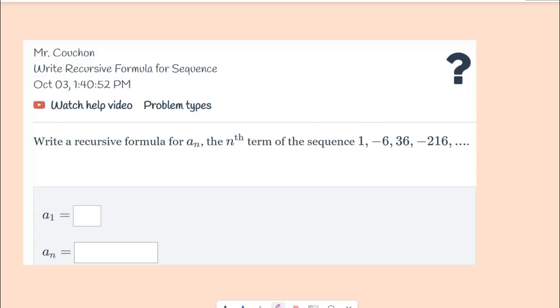Now let's bounce over to geometric sequences, and for that we're going to have to find the common ratio. To find the common ratio, remember we do a sub 2 divided by a sub 1. So a sub 2 here, a sub 1 there. We've got negative 6 over 1, which is just negative 6. So the ratio here, the r value, is negative 6. A sub 1 is still going to be 1.